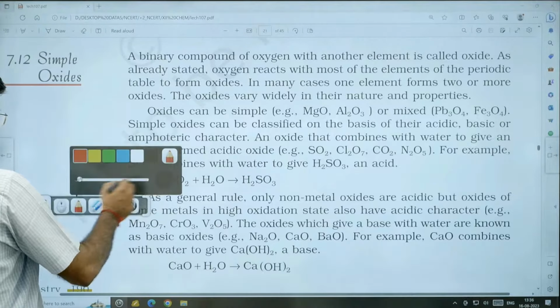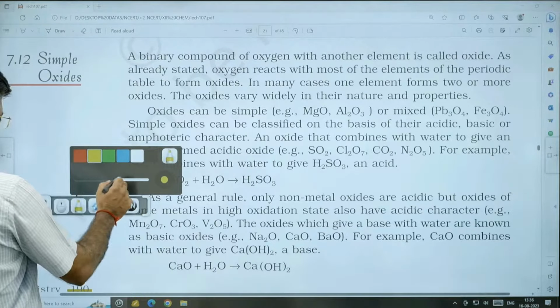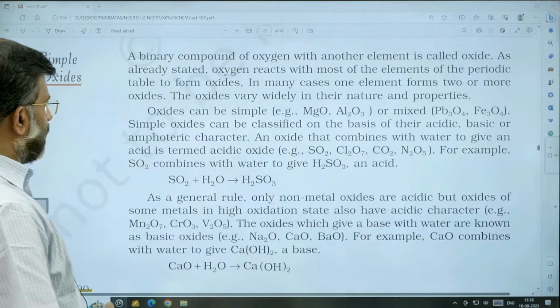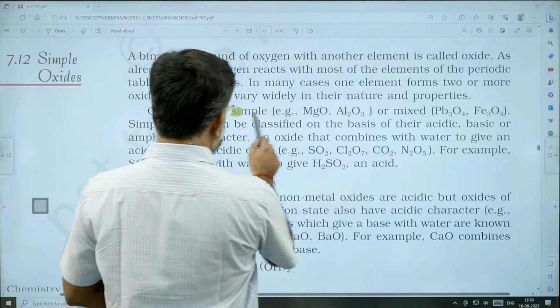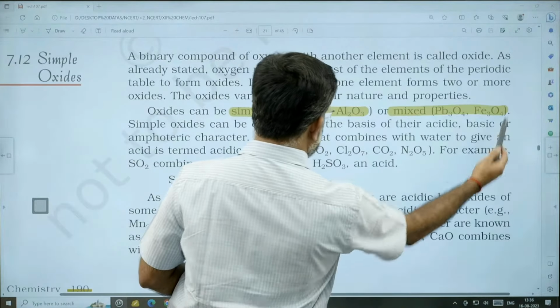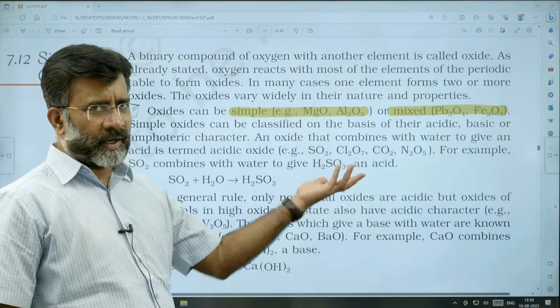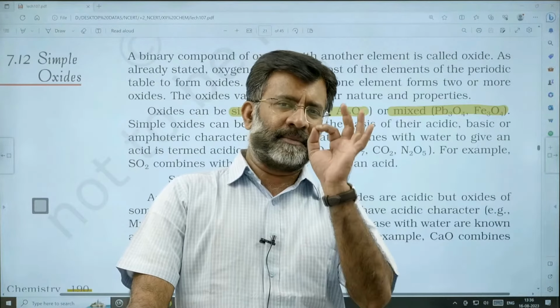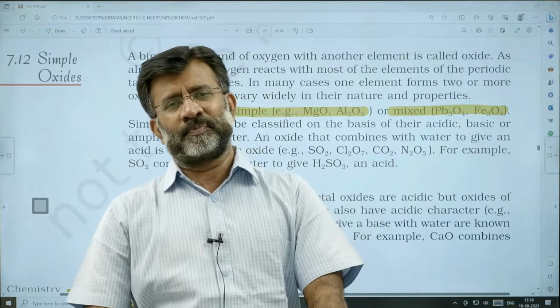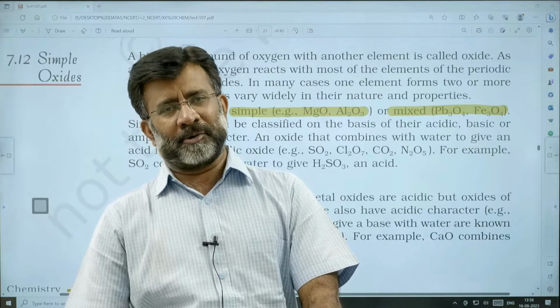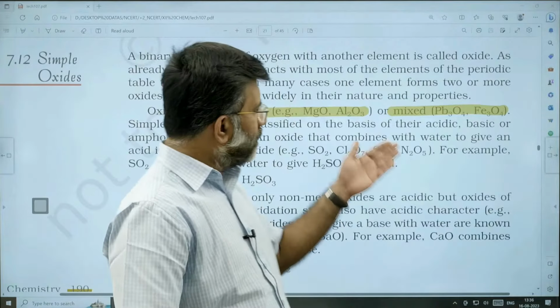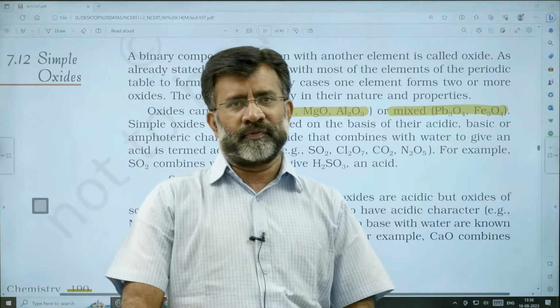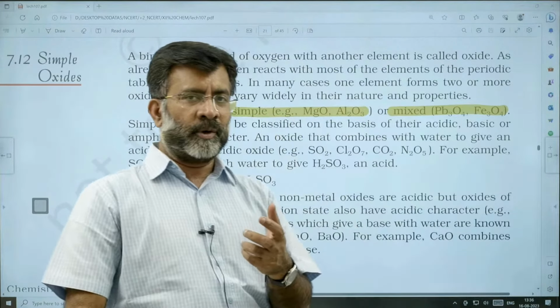Most of the metal oxides are basic in nature and non-metal oxides are generally acidic in nature. This is a simple oxide and this is a mixed oxide. Just now I was commenting about Pb3O4 available as a mixed oxide. It is 2PbO·PbO2, right? Similarly Fe3O4 magnetite is also a mixed oxide.